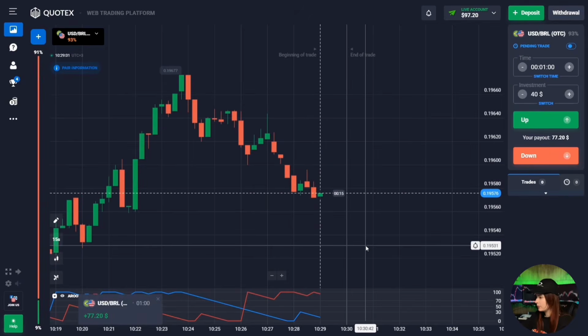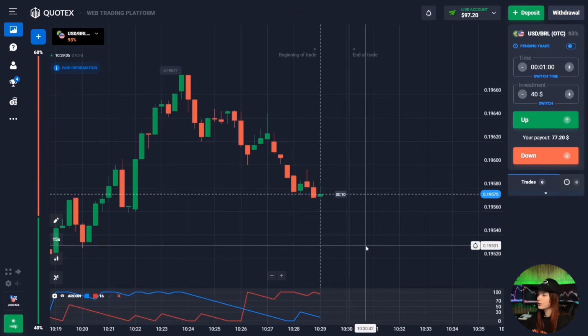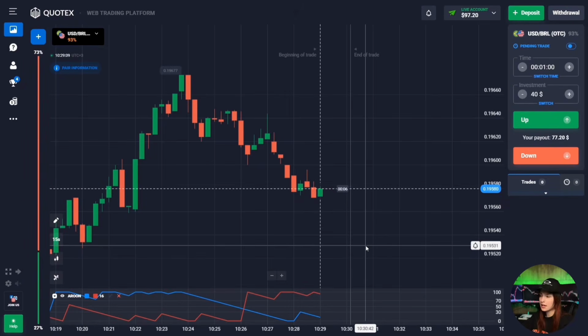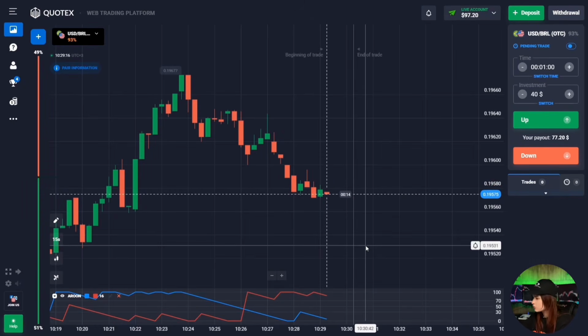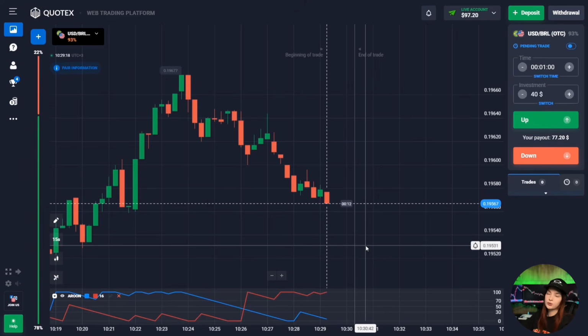Well guys, not bad at all. As you can see, the price is showing a slight decline and our deal closed below the entry point. 1 minute was perfectly sufficient here, and thus our first deal brought us profit. And the indicator proved to be accurate in this case. So guys, it's a great start. Let's continue our trading session.